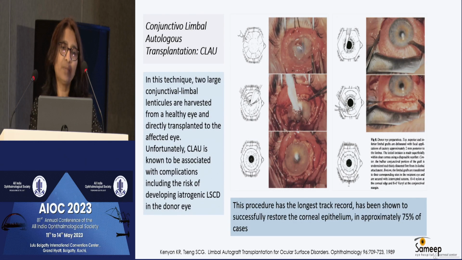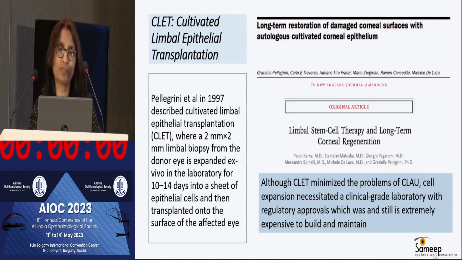The conjunctival limbal autologous transplantation was traditionally popularized in 1989 by Kenneth Kenyon and Professor Sang. In this technique, two large conjunctival limbal lenticulae are harvested from the superior and inferior limbus from the healthy eye, and they are directly transplanted to the affected eye. This is known as CLAU. It is known to be associated with complications like iatrogenic limbal stem cell deficiency. But this procedure has the longest track record, and it has been shown to successfully restore the corneal epithelium in approximately 75% of the cases.